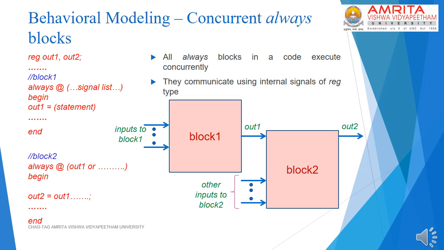Now when these blocks are synthesized into hardware, two blocks are synthesized, corresponding to block 1 and block 2. Therefore, the out1 signal, which is driven from always block 1, forms the output of the hardware synthesized from block 1, and this being read by block 2 forms one of its inputs. So this illustrates the fact that multiple always blocks can exist in a piece of code, and they will execute concurrently, with communication between these blocks being facilitated by internal signals of type reg.